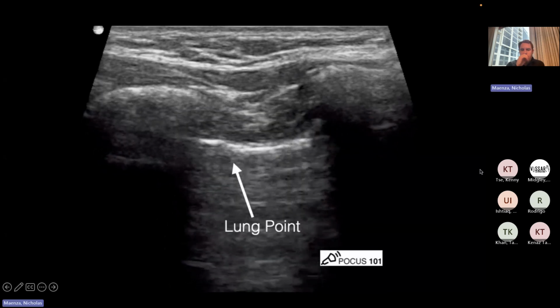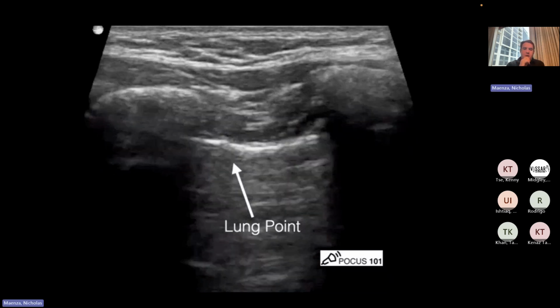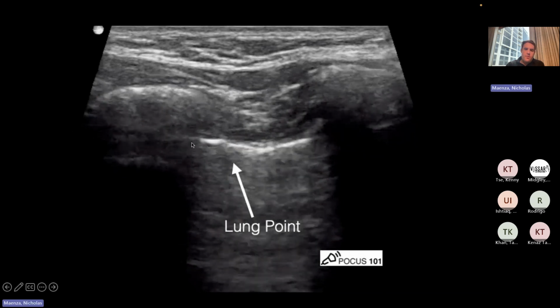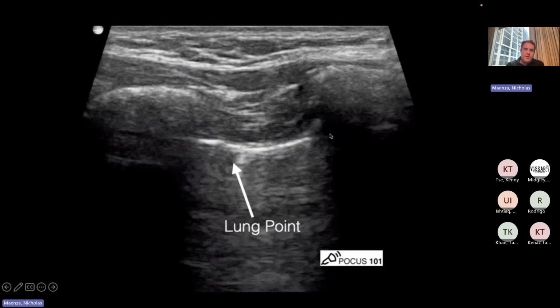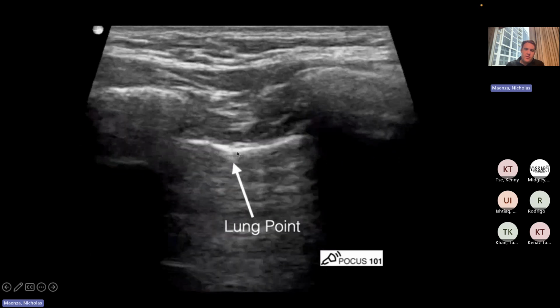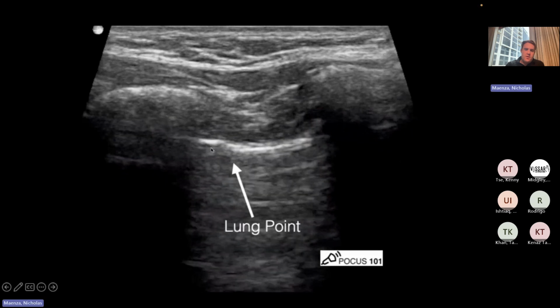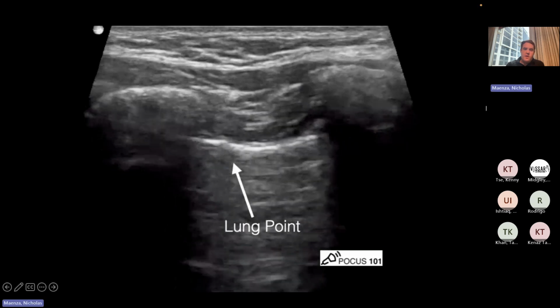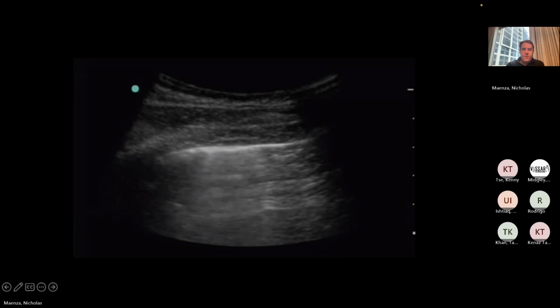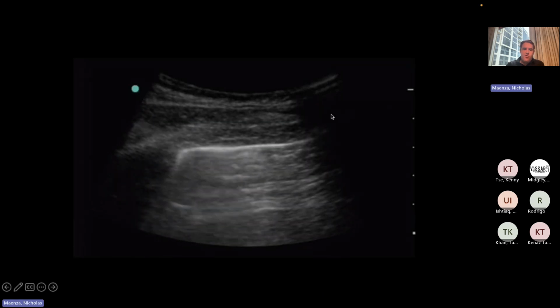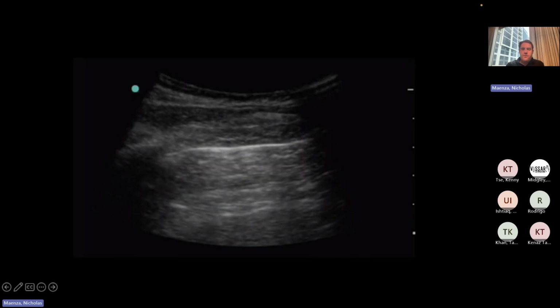So what does an actual image of a lung point look like? Just right here. So you've got rib, and then you've got your parietal pleura on top. And you can see right here, the visceral pleura is only sliding from this point on. Right over here, there's no lung sliding. So this is the lung point. That's that transition point. And this is a beautiful example of it, where you see no movement. You see the patient take a big breath and that lung slide in and out of frame.